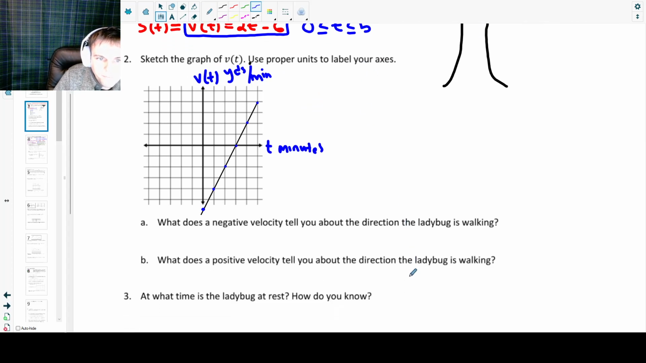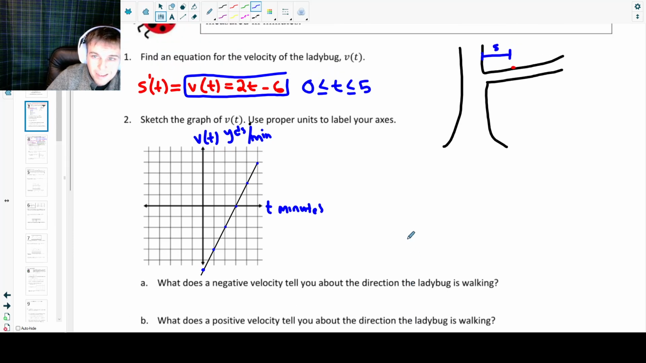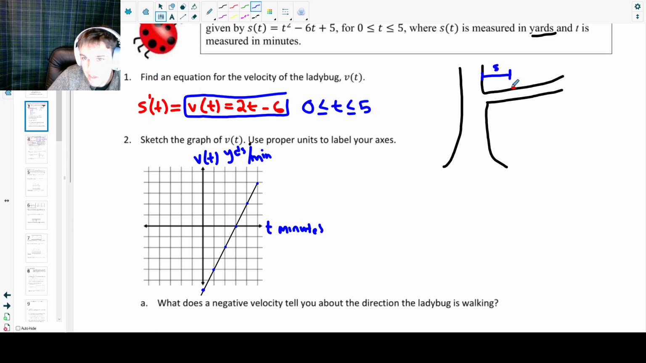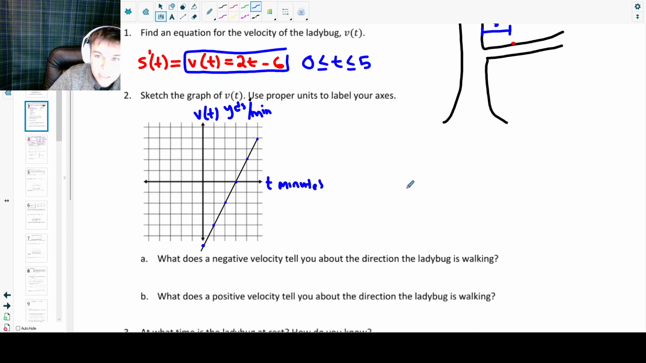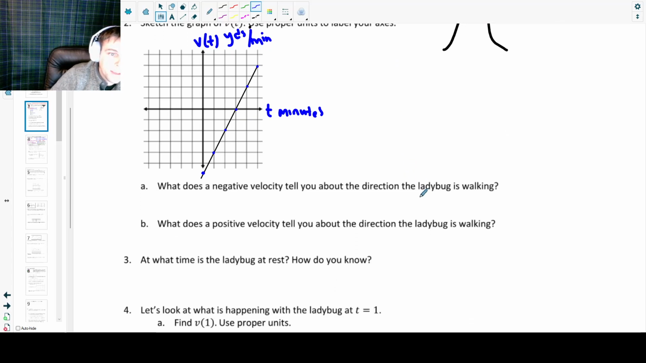All right. So again, going back to our illustration, we want to talk about this quickly again, because we're measuring this distance between the ladybug and the tree trunk for our position. When that position is getting larger, when it's increasing, that means the ladybug is moving to the right. Whereas when the ladybug is moving closer to the tree trunk, that position function is going to be getting smaller, decreasing.